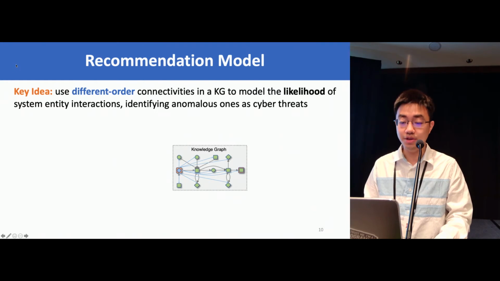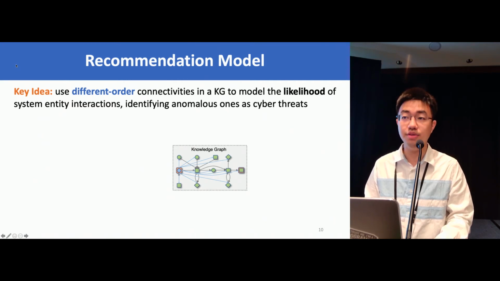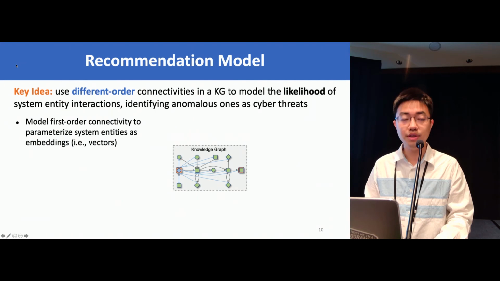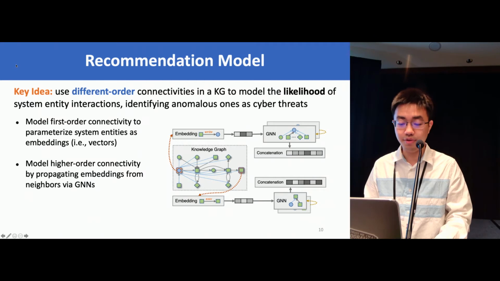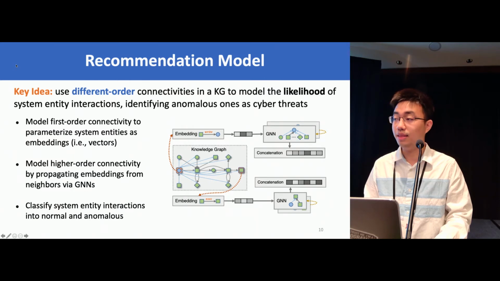Taking the knowledge graph as input, our key idea is to use different order connectivities in the graph to model the likelihood of system entity interactions. Towards this end, we first model first-order connectivity to parameterize system entities as embeddings. Then, we try to model higher-order connectivity by propagating embeddings from neighbors via a graph neural network. At last, we classify system entity interactions into normal and anomalous. In what follows, I will elaborate on these phases.